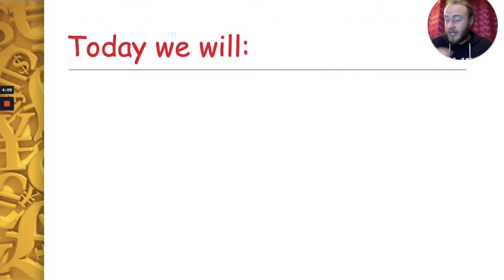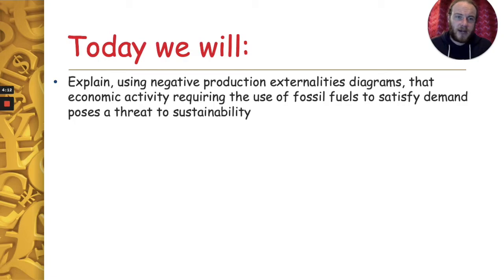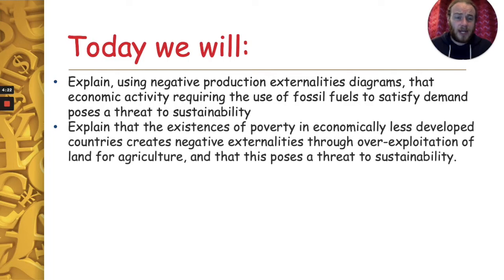So folks, that brings us to the end of this video, where we've looked at the idea of negative production externalities from the perspective of our pollution of poverty and our pollution of affluence, okay, and looked at an example of it and how they pose a threat to sustainability, okay.